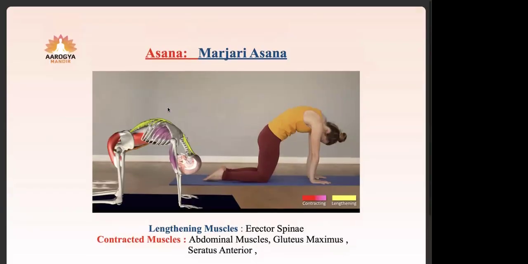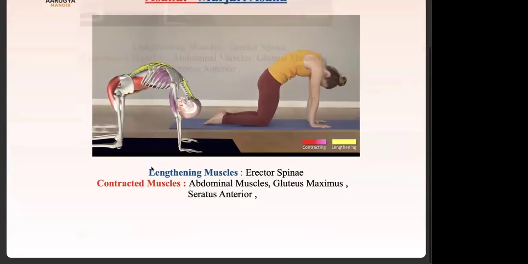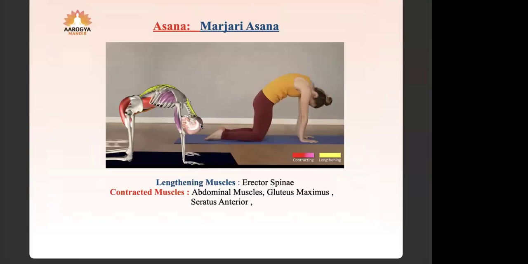So in the inhalation phase, there is a contraction of the back muscles and stretching of the abdomen. In the exhalation phase, all the spinal muscles up to the neck, the splenius capitis and cervicis that we were talking about, are getting a good stretch. So this can be done at the start of the session.